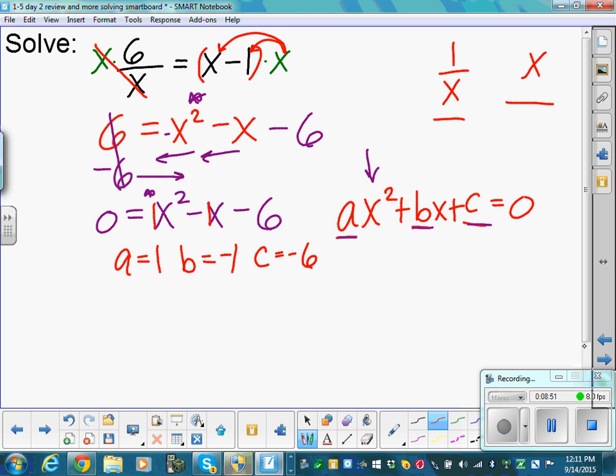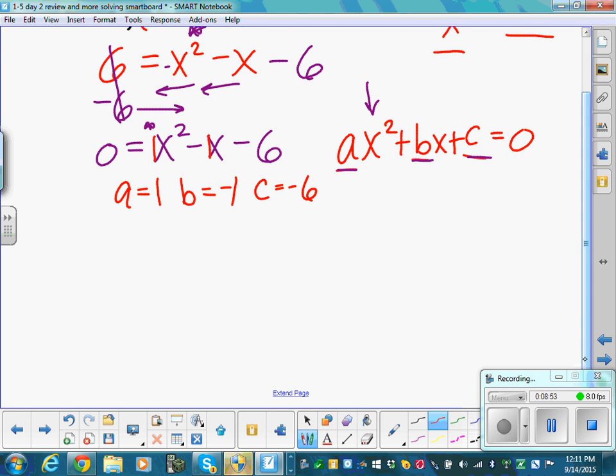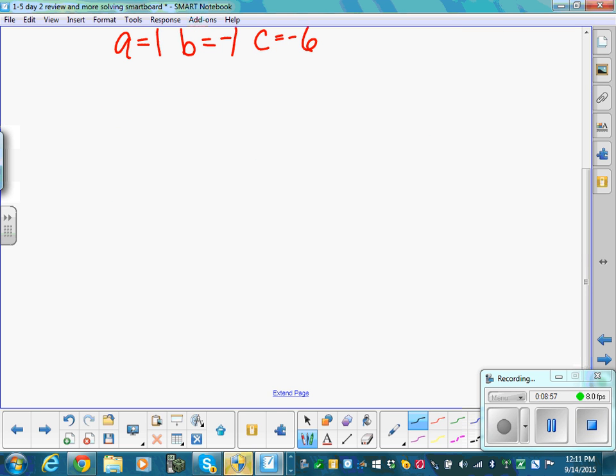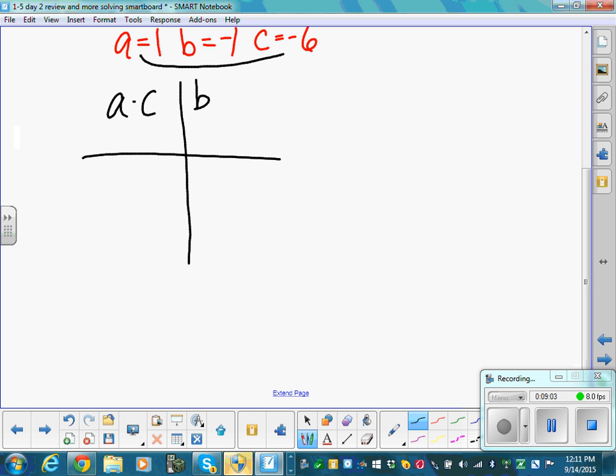So I'm just going to solve by factoring. So I'm doing what multiplies. With factoring, remember, we're doing what multiplies to be a times c and adds up to be b. So a times c, 1 times negative 6. What multiplies to be negative 6 and adds up to be b, negative 1? So this is where we list out our factors of 6. 1 times 6 is 6 and 2 times 3 is 6. We've listed out all our factors that multiply to be 6.